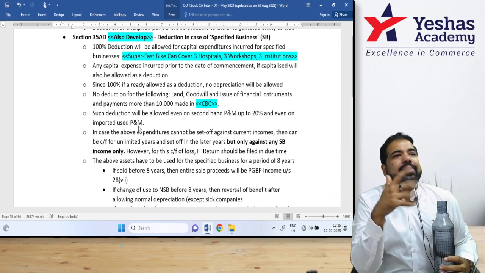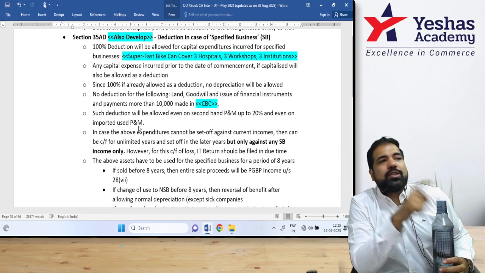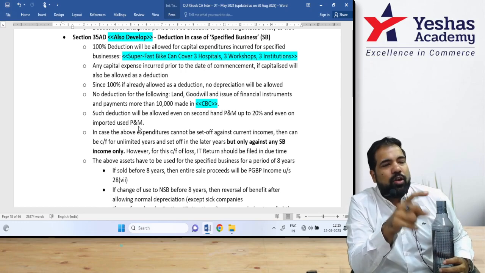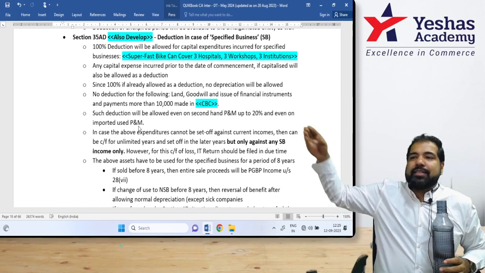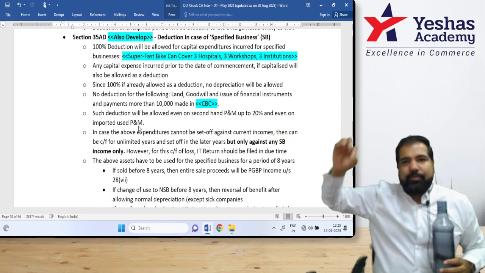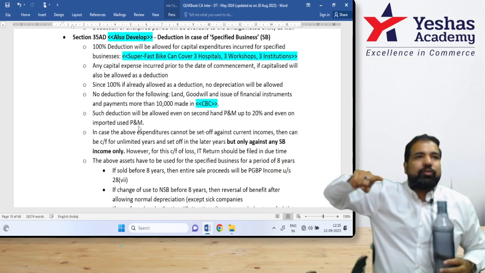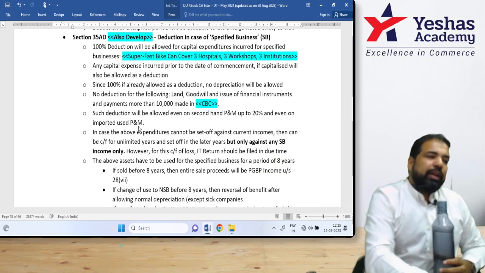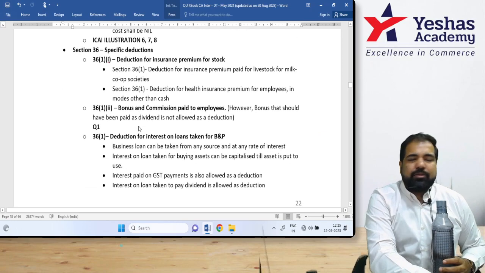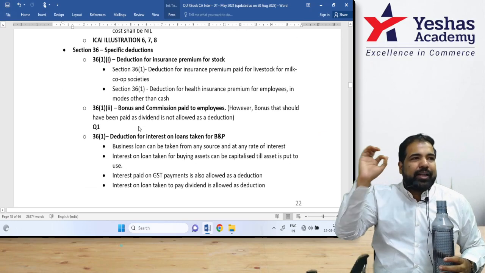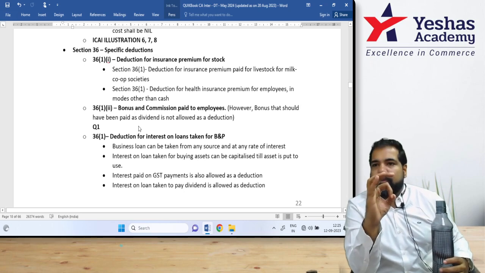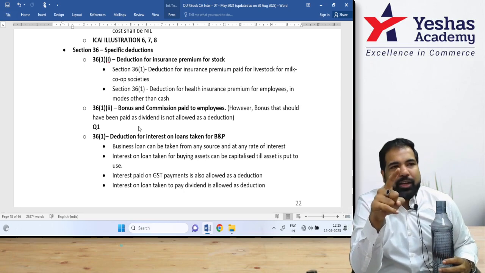Now, guys, if there is any loss in the specified business, can you set it off? But only against any profit from specified business. And if you can't set it off, you can carry it forward indefinitely. Next, guys, there are some specific deductions. Just connect them to business. Insurance premium. Is it connected to business? Can you take a deduction?